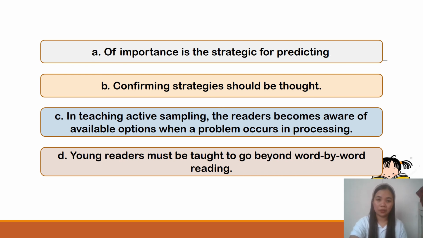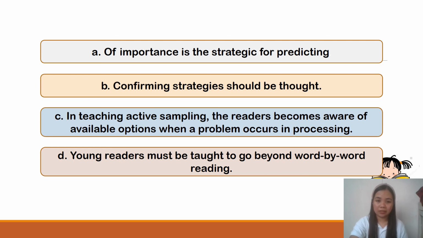Second, confirming strategies should also be taught. Children could be taught to ask themselves whether words whose pronunciation they are not certain about, but which they have attempted, sound correct in the sentence and/or make sense. For example, suppose a child reads the word horse as house in the sentence, The big brown horse galloped away. The teacher would ask if house makes sense in the sentence.